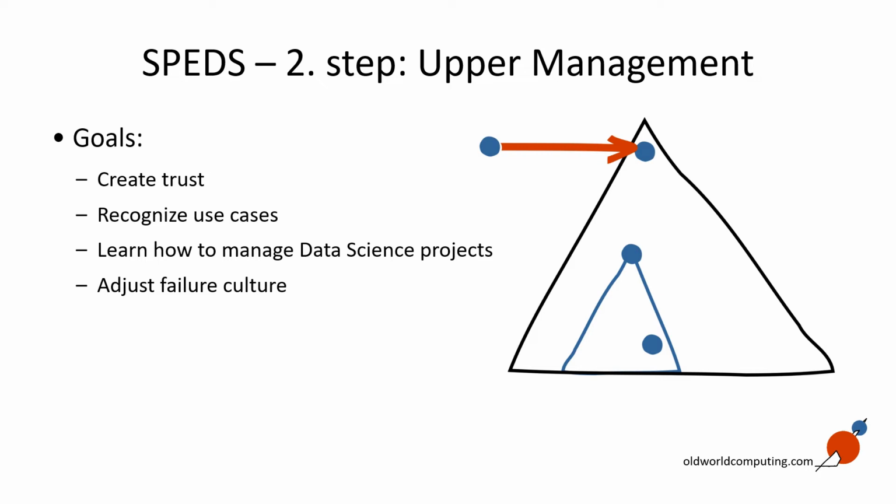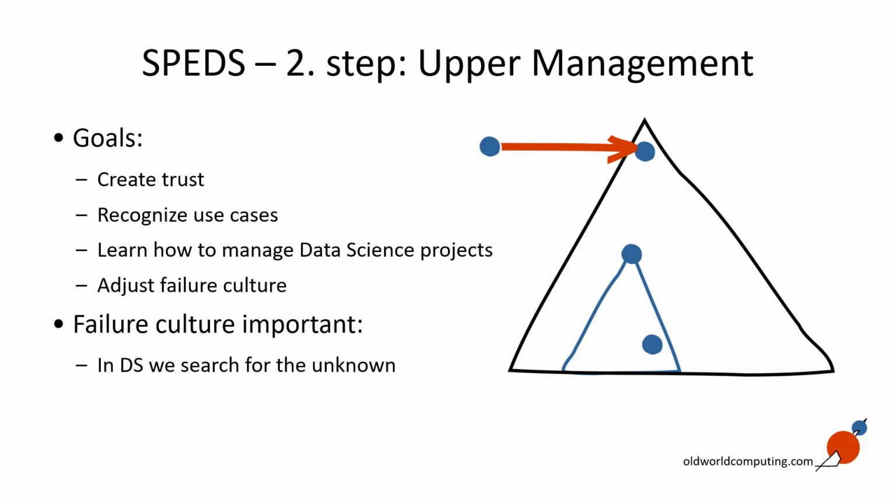The later projects can be more complicated and much more profitable, but the first few use cases should be relatively simple and partially just a way to gain experience and build up the required infrastructure, with the option of them potentially failing. That's important because in data science we're always looking for something of which we don't even know if it is there. Part of the SPEDS is helping with the identification and classification of use cases.